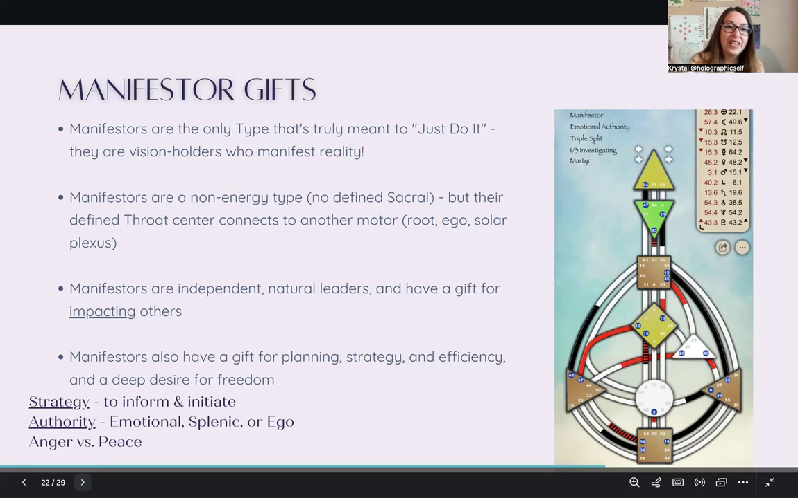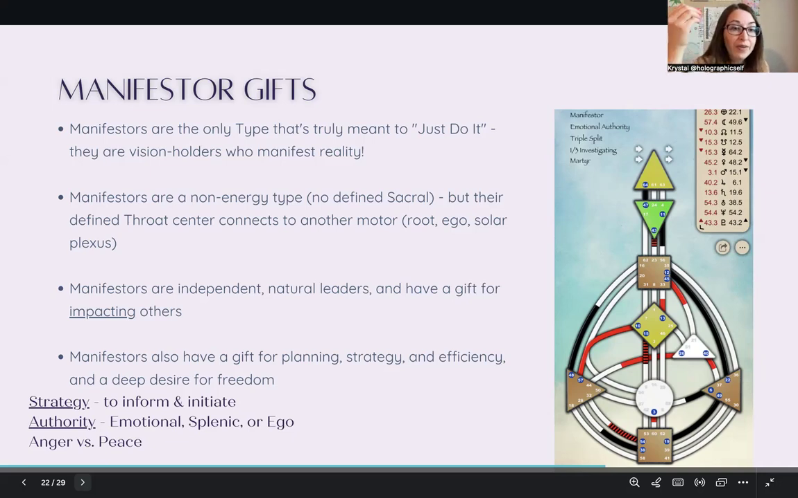So manifestors, by nature, are meant to be independent, natural leaders. They impact other people, even when they're trying not to. They have a big energy about them. And this is true for manifesting generators as well. There's a big energy. They move through life and they think that they're being stoic and stealthy, but everybody's watching them. Everybody is going, wow, what's going on over there? They tend to have an impact even when they're not meaning to.